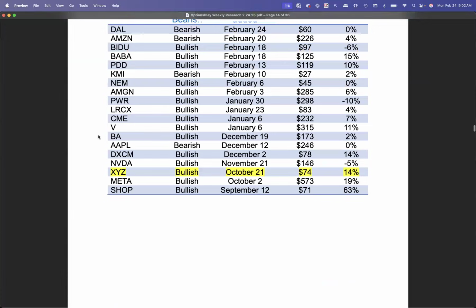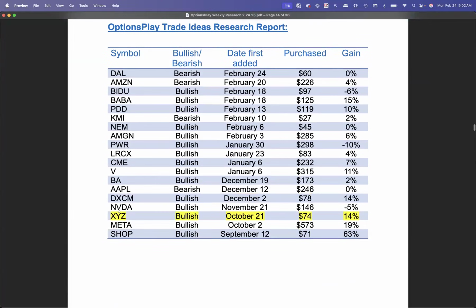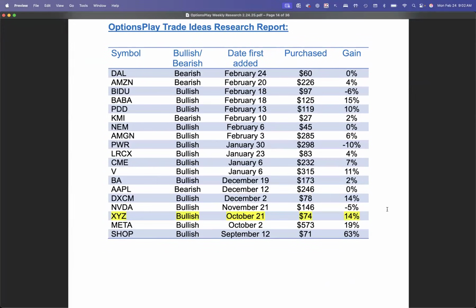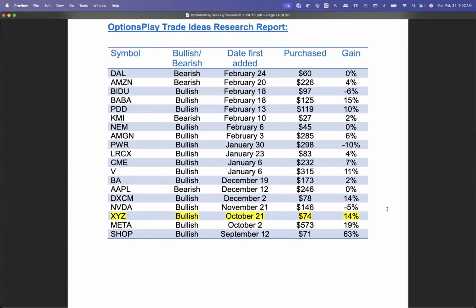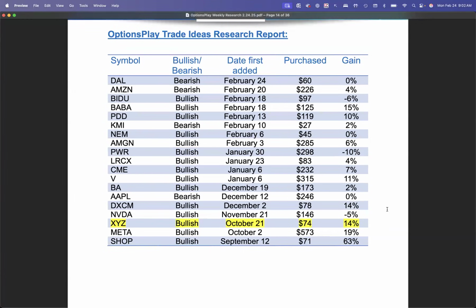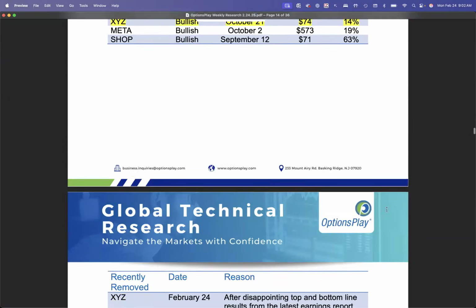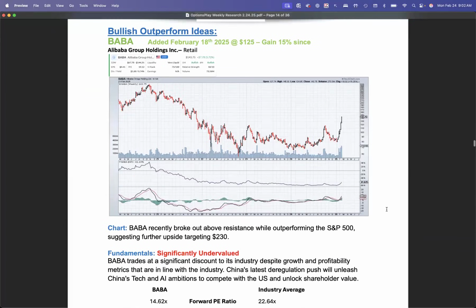And as of today, we're closing, or removing, one trade from our list, which is XYZ, Block. Block recently reported earnings that were below expectations on both the top and bottom line. So based on that new information, we have decided to remove it from our bullish list at the moment for XYZ, which is Block.